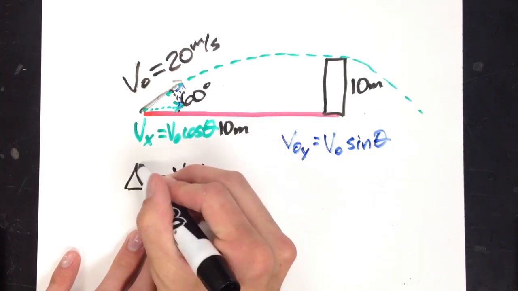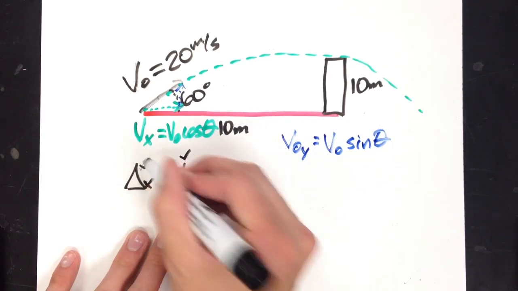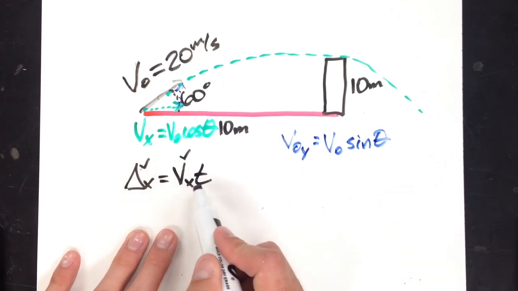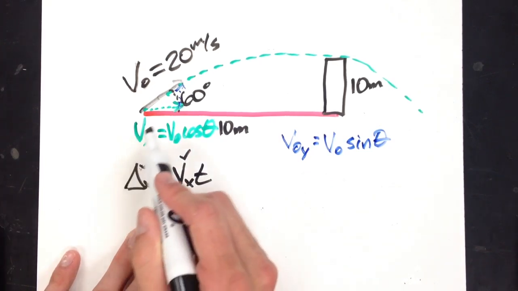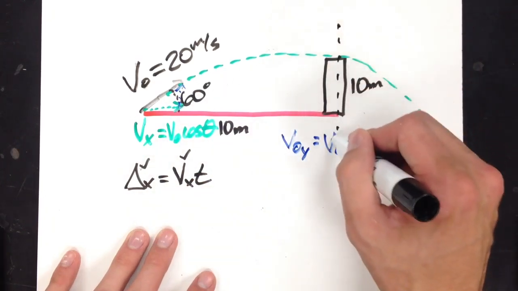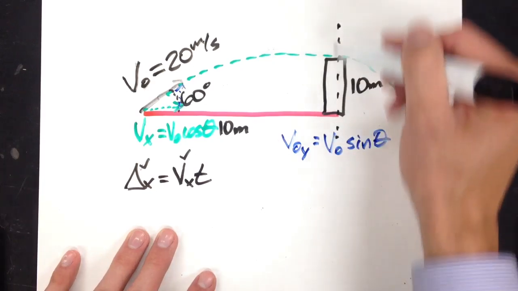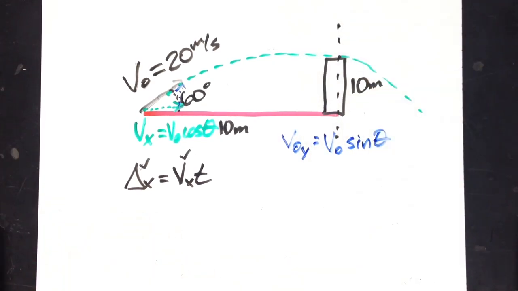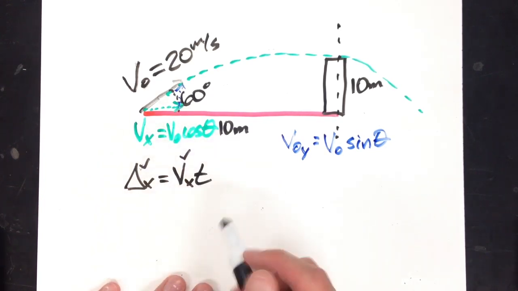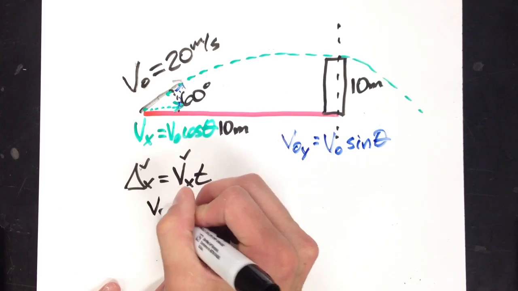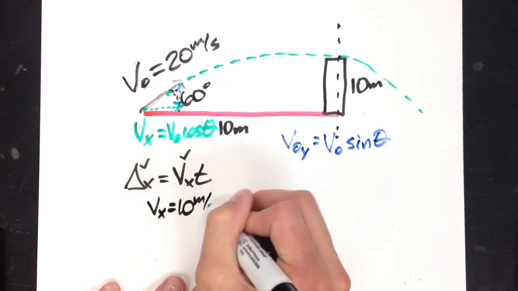Now I could also calculate the Vx, which means that I know two things in an equation, and I could solve for the time it would take for this projectile to get to this plane right here. Now I don't know where in the plane, but I know to get to this spot somewhere along there. So cosine of 60 is going to be 1/2, which means that my Vx is 10 meters per second.